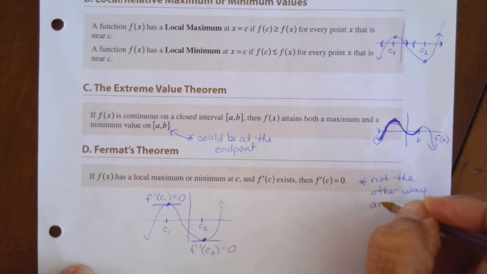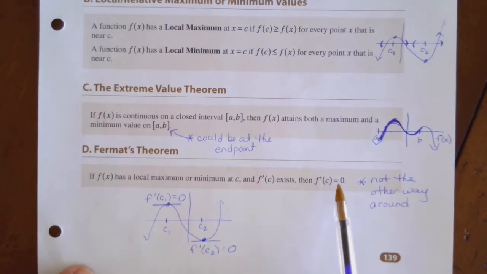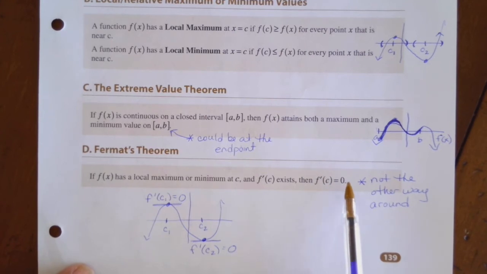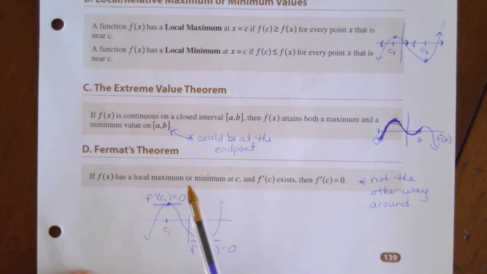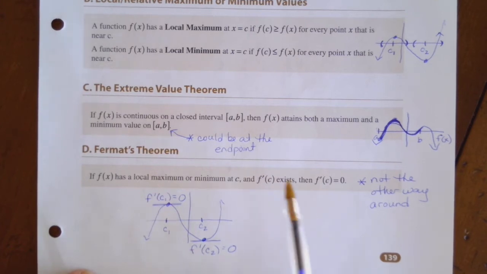Okay, so what do I mean by that? If you look at it the other way, just because the derivative at some point is 0 does not mean that you have a max or min. You very well could, but you can't always assume that you do. So you can't read theorems backwards, okay?